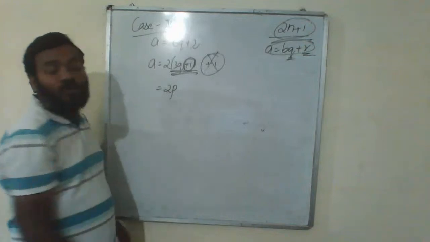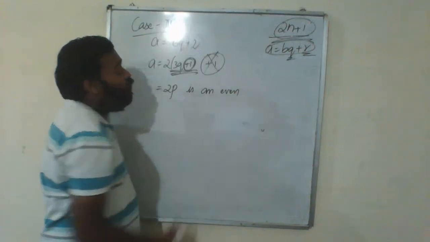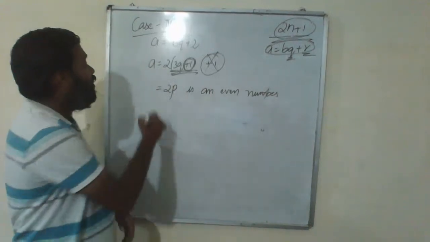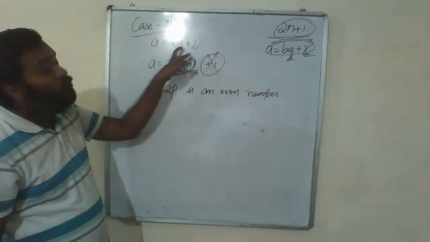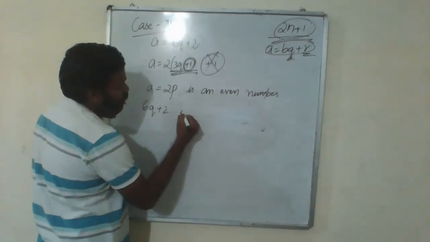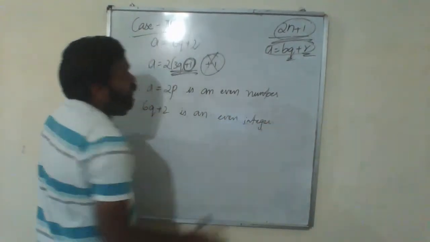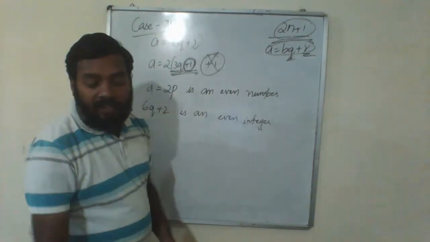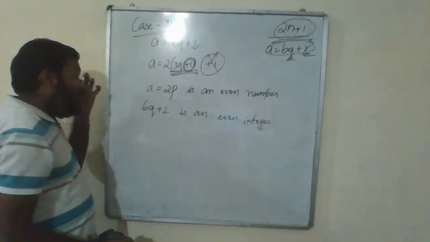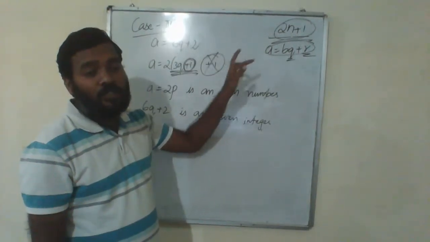Again, let us take 3q plus 1 as p. So 2p is an even number, because the general form of an even number is 2n. That is an even integer. So 6q plus 2 is an even integer. This is not odd. Now we have to go for the fourth case. Like this, we have to see 6 cases, so that we can show that the positive odd integer will be in the form of 6q plus 1 or 6q plus 3 or 6q plus 5.